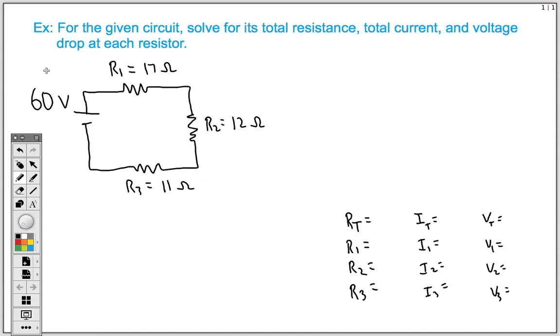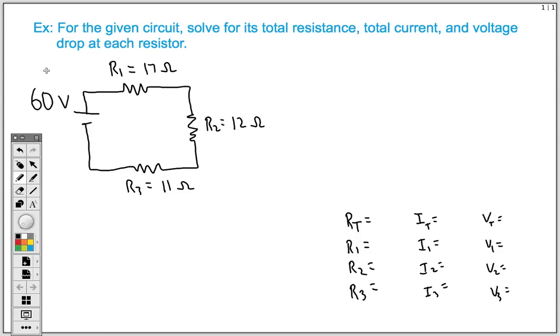In today's physics lesson, we're going to be taking a look at how we can solve for series circuits. In our example problem here, what they want us to find for our given circuit is its total resistance, its total current, and the voltage drops at each resistor. I'm going to give you a lesson on how we can do that.